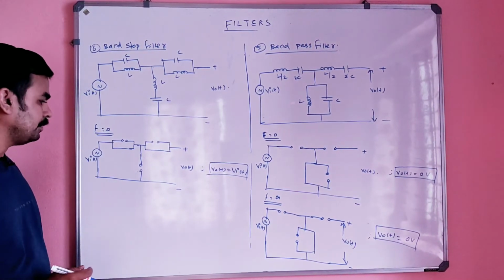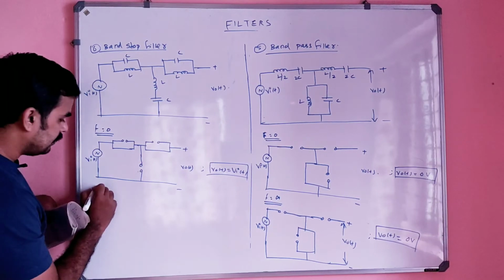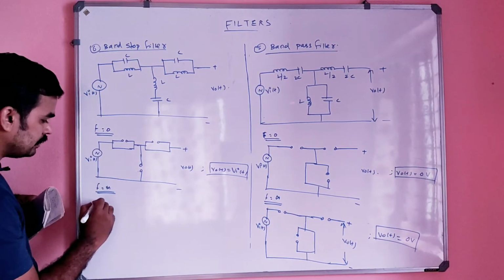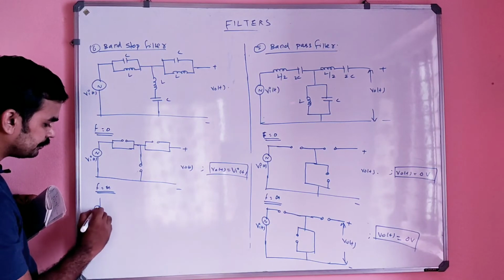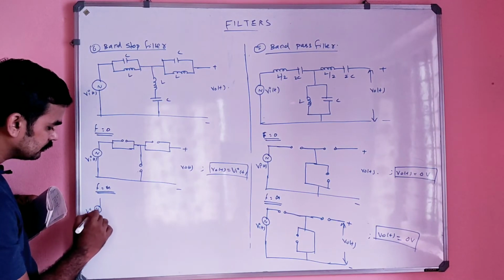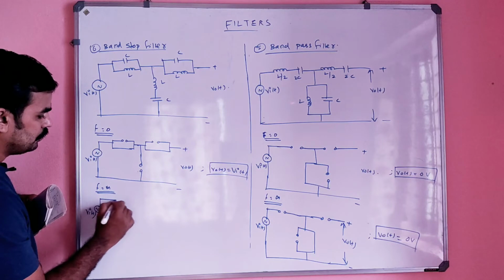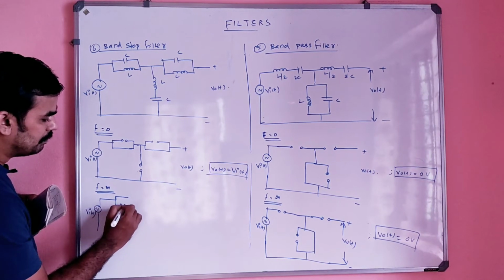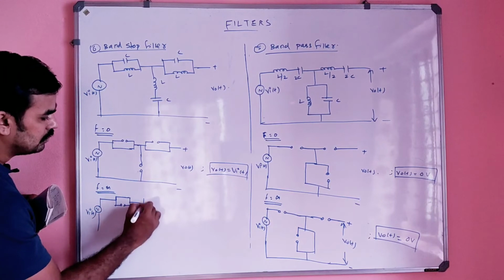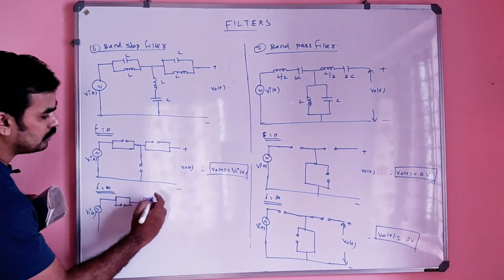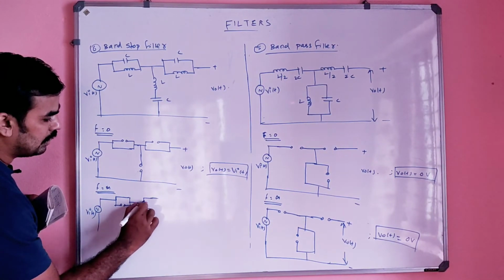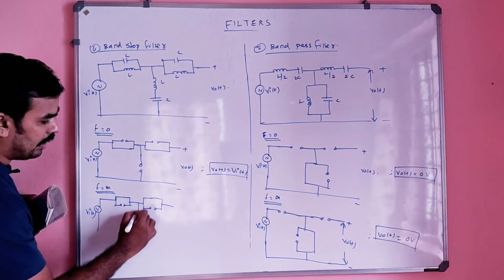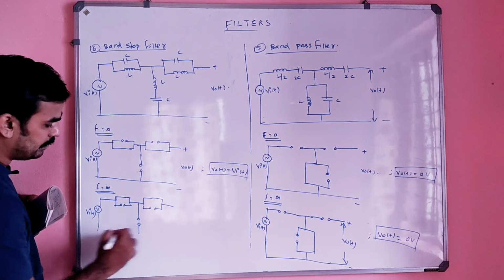Okay, VA of t. And another situation, f is equal to infinity. At f is equal to infinity, what will be the figure? This will be short and this will be open, and this will be again open and this will be short.